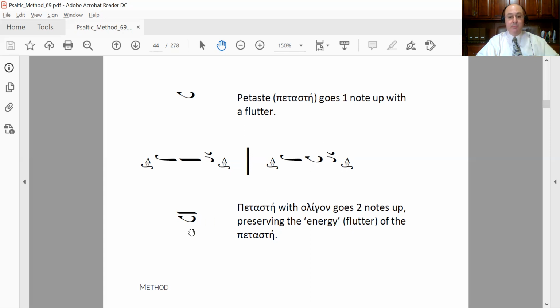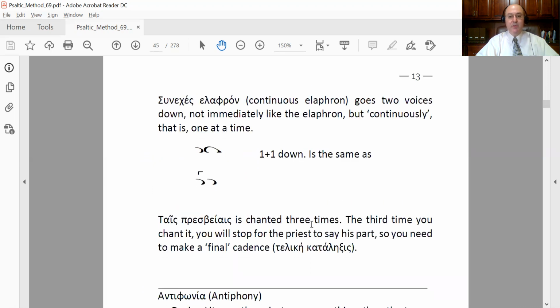Sometimes you're going to see it combined with an oligon and it goes two notes up, antiphonia, or a third up. So if you are on the ke and you see this, you're going to go to zo. The ke zo. So you go the zo. Why would you use this and not something else? Because this preserves the flutter, the quality of the petasti. Okay, so there you have petasti.